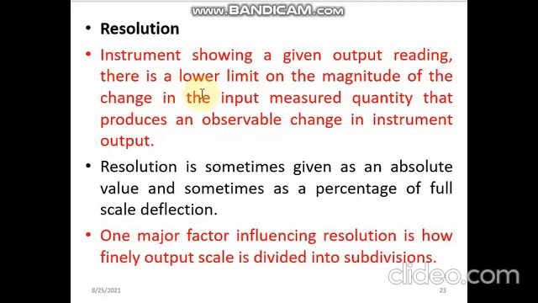One factor that influences the resolution is how finely, how clearly the output scale is divided into subdivisions, just like our pixels. The pixels are those boxes on which the image is printed. The smaller the boxes, the clearer the image produced.